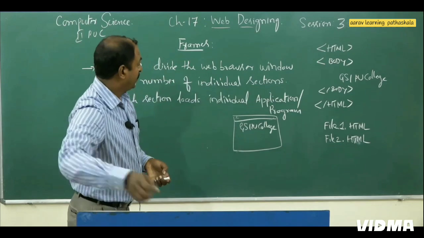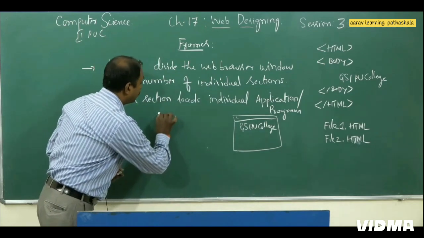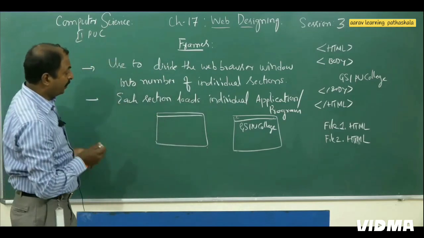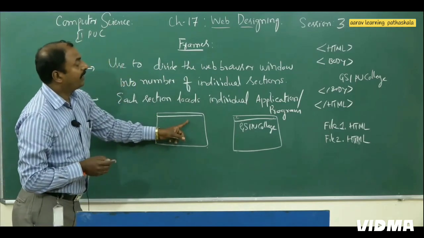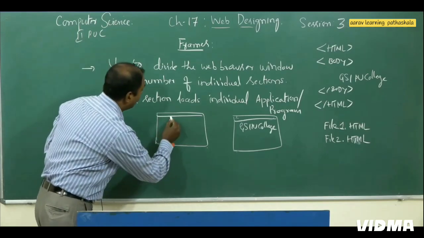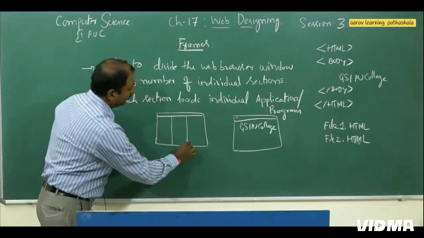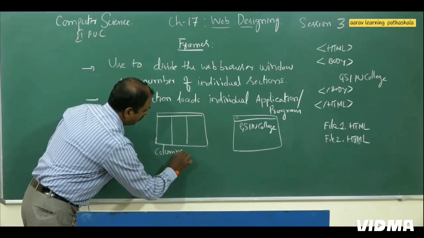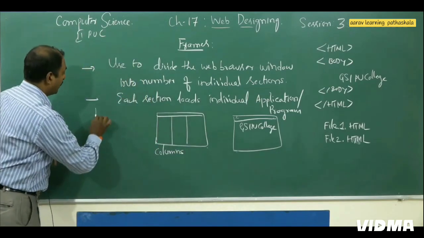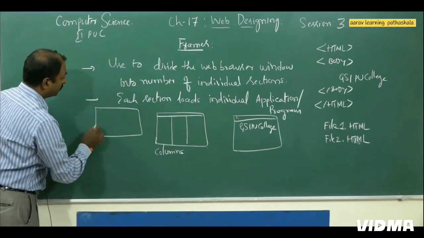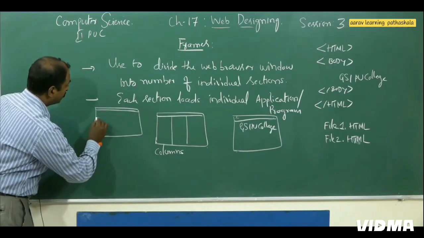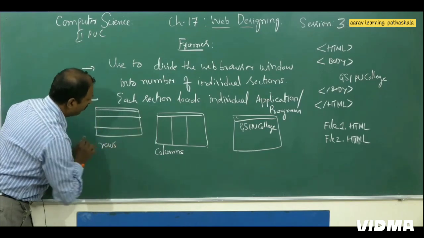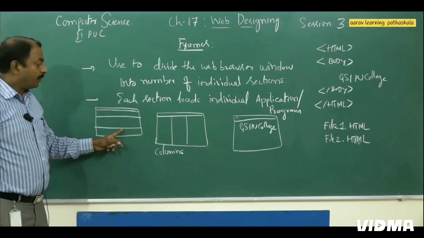How do we divide this? Look at this example here. Suppose this is your web browser window. I can divide this into a number of sections. Like what? I can divide like this. See here, these are columns, so I have divided it into a number of columns. Or else I can also divide this into a number of rows. Like this, the web browser is divided into a number of rows.